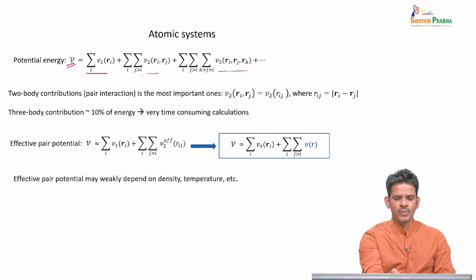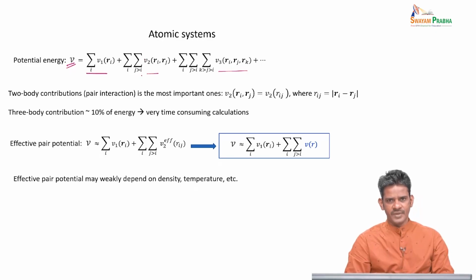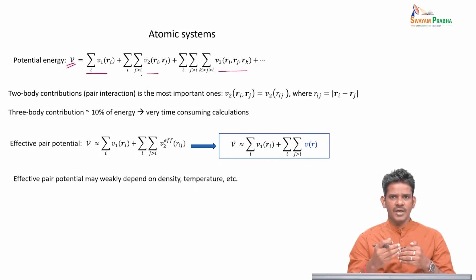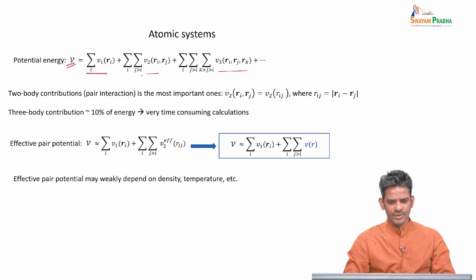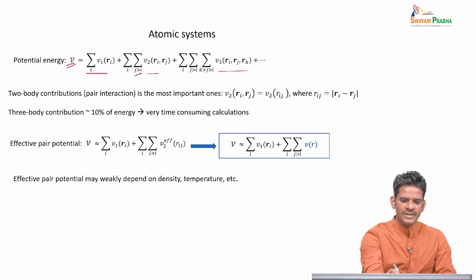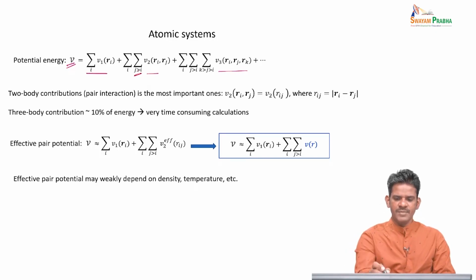That's because we don't want to double count every pair. So when you account for the interaction between 1 and 2, you don't have to again count the 2 and 1 interaction, it's already accounted for. So that's the reason why we have the j greater than i condition. The same thing goes with the three-body potential also.